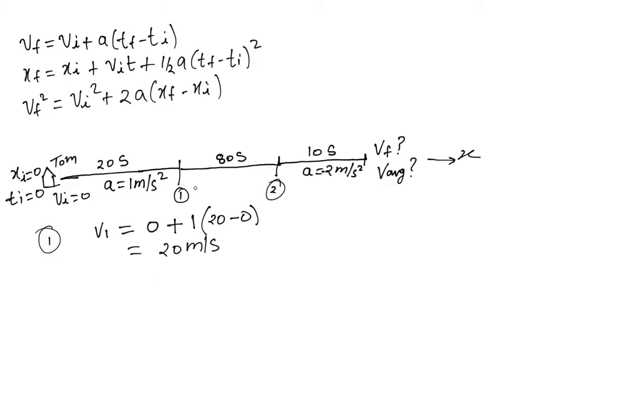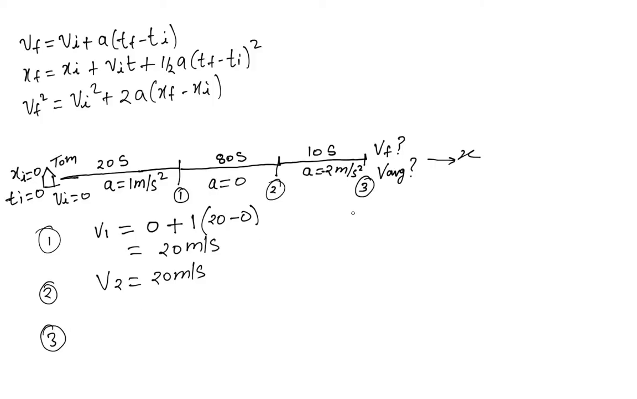Now he keeps on moving with a constant velocity. As you can see, there is no acceleration in this case. So for 2 also, velocity is 20 meters per second. Okay, let's label this 3. What is the velocity at 3?